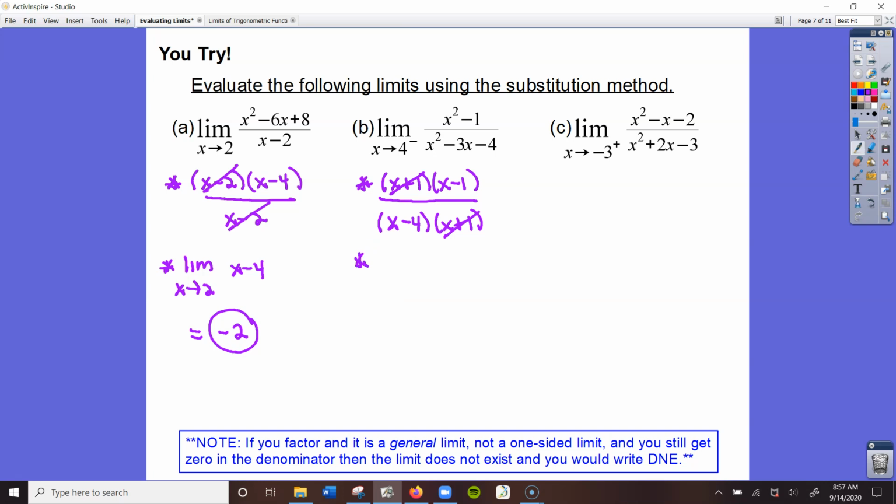And what I end up with here is the limit as x is approaching 4 from the left of x minus 1 over x minus 4. Now this is what happens.